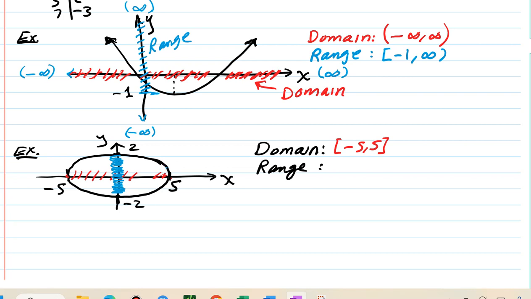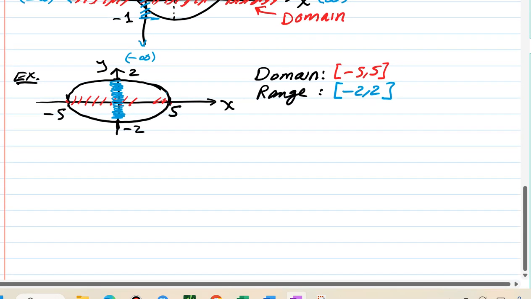Okay, and then let's see. So the range is going to be between -2 and 2. Perfect. There you go. So this function is range bound between -2 and 2, and it is domain bound between -5 and 5.